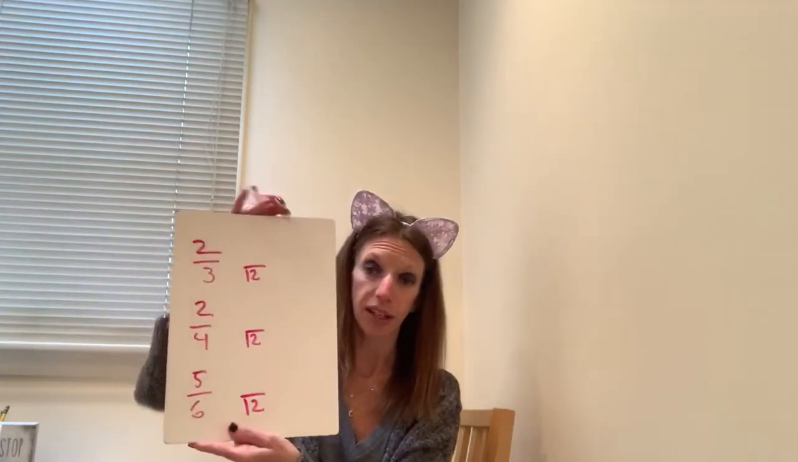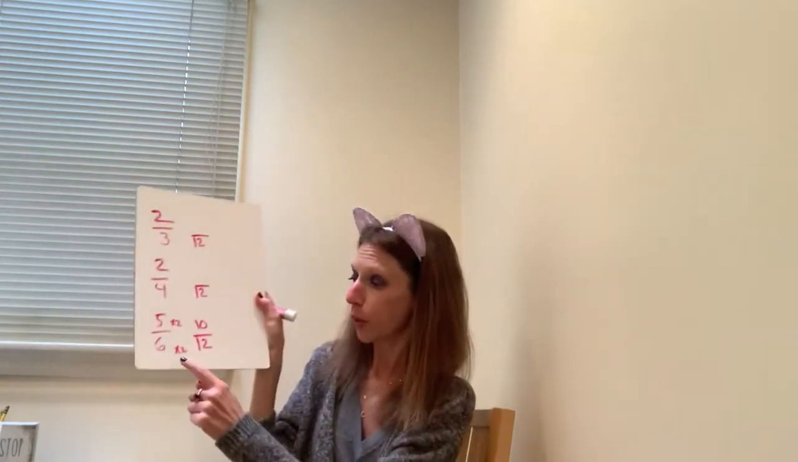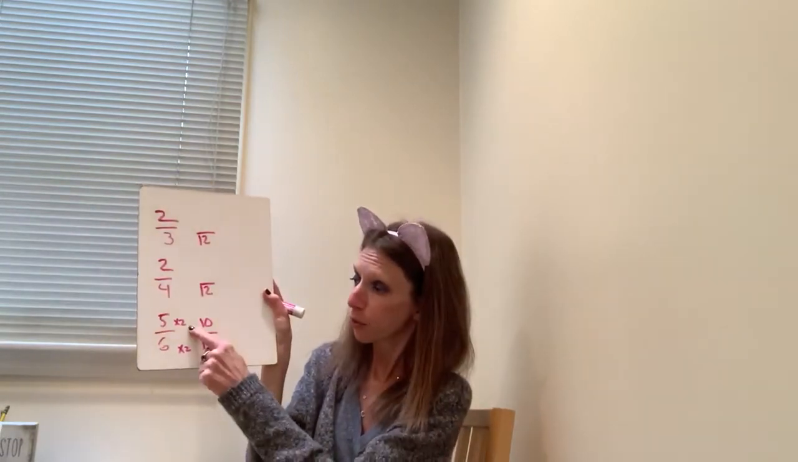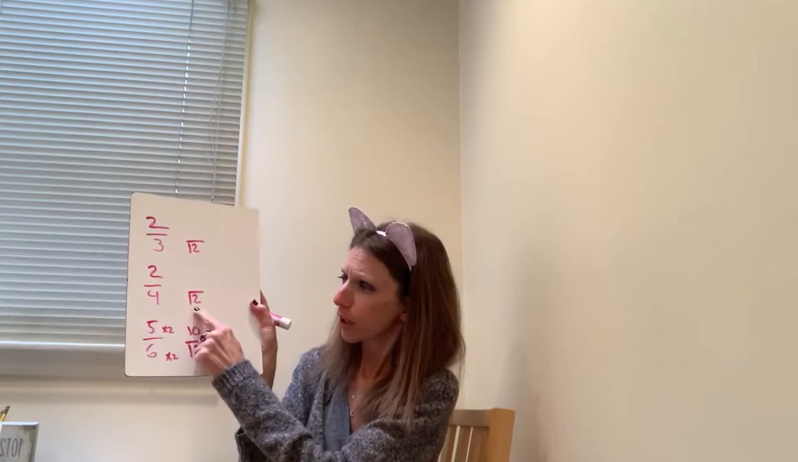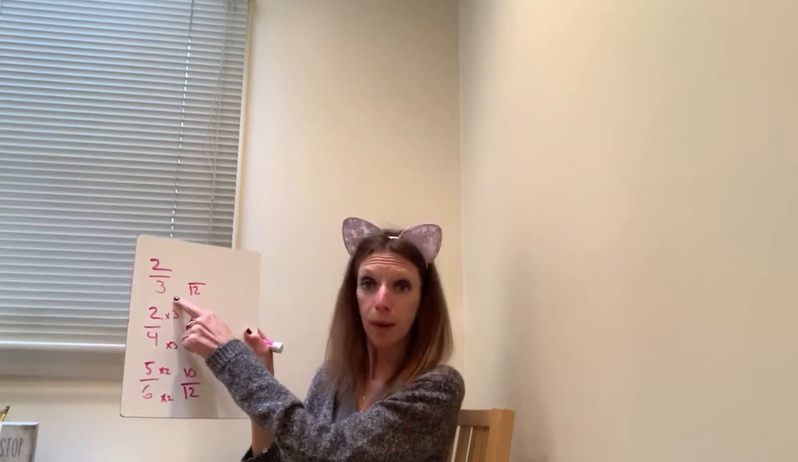I'm going to write down 12. Just like that. Then again, we have to do our multiplication. So 6 times what equals 12? Times 2. So then 5 times 2 equals 10. Because remember, whatever you multiply the denominator by, you must multiply the numerator by. So 4 times what equals 12? Times 3. So 4 times 3 equals 12, then 2 times 3 equals 6. 3 times what equals 12? Times 4. So times 4, and then 2 times 4 equals 8.